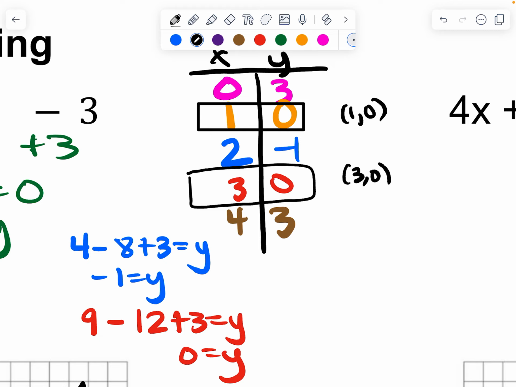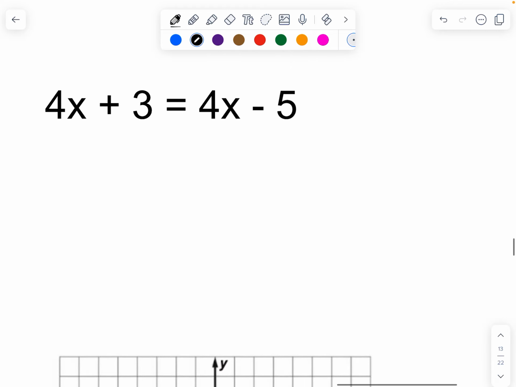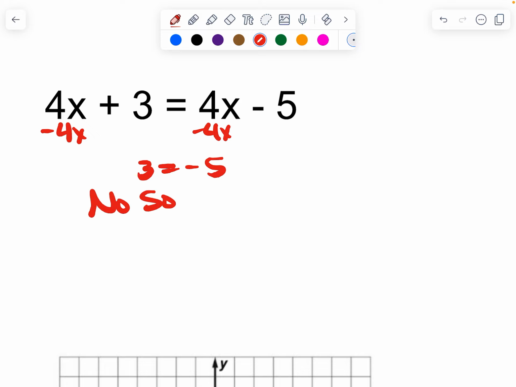Those are my solutions. Okay, so over here, if I was to solve this, I would subtract 4x from both sides. I would get 3 equals negative 5. And you would say, no solution. But I want to find my relative function. So actually, you know what I'm going to do?